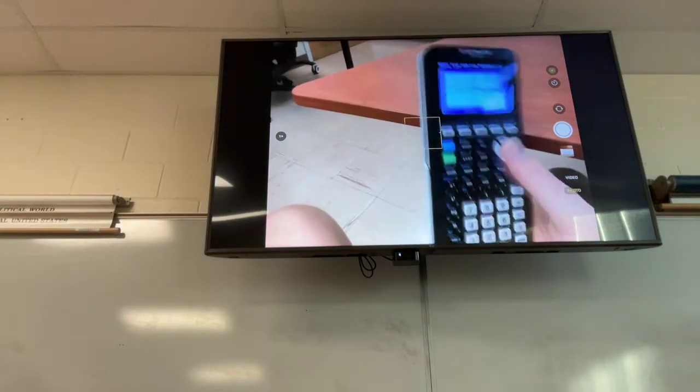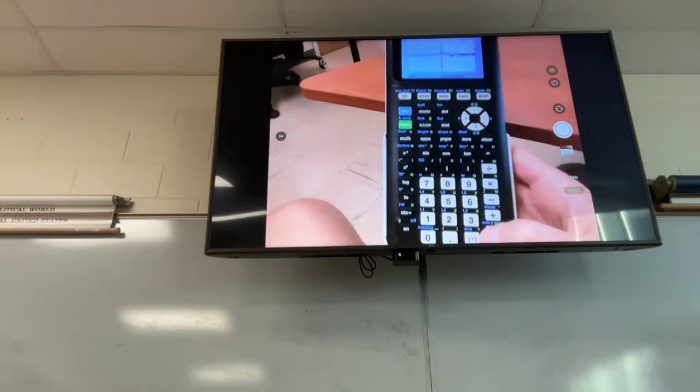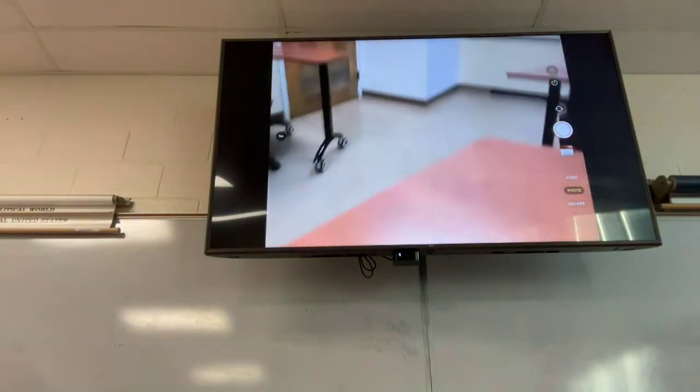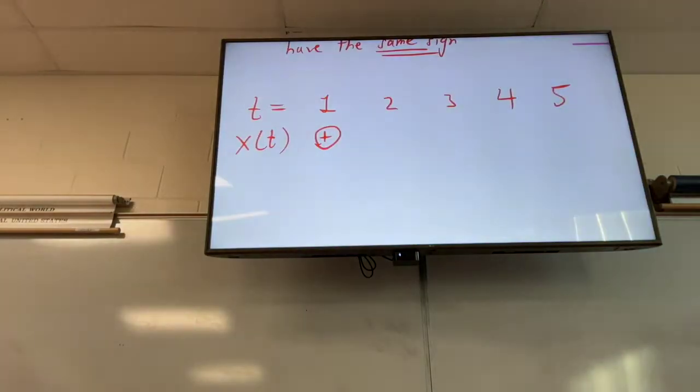Let's do the same thing for 3. That gives us a negative, so it's positive for t equals 2, negative for t equals 3. All right, sweet.